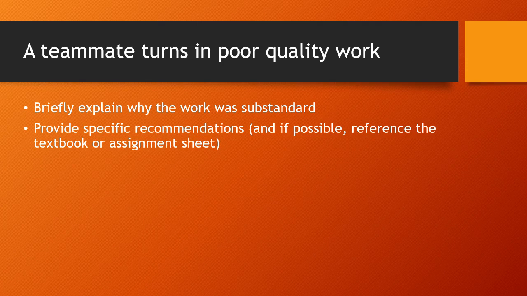Next, a teammate turns in poor quality work. This is something we talked about in the team charter. What do you do if you see substandard work, or work that you don't think is living up to what you hoped it would be? One of the things you can do is explain why that work is substandard, but one of the keys to this explanation is to focus it on the work. Don't turn it into a critique of the person themselves.